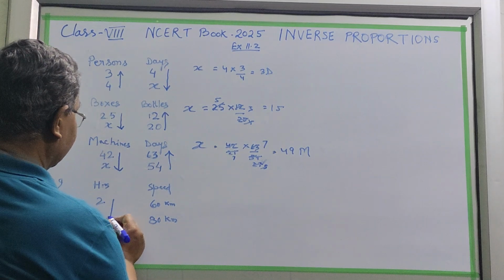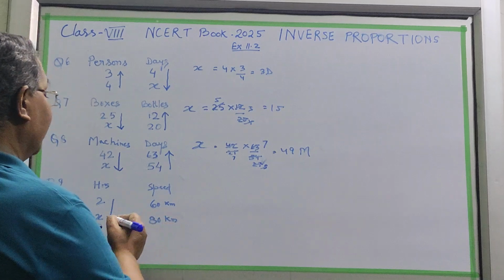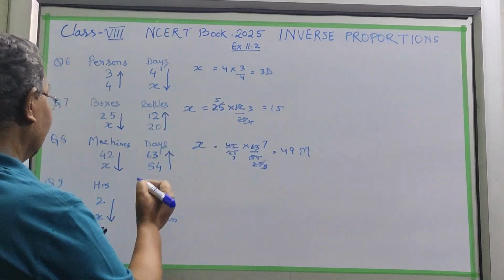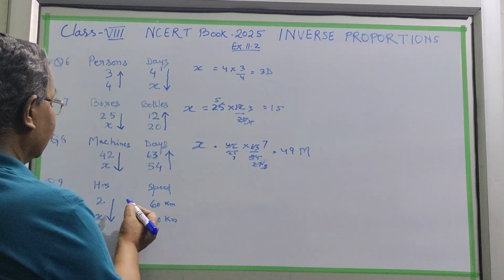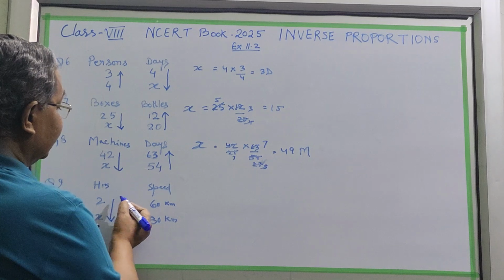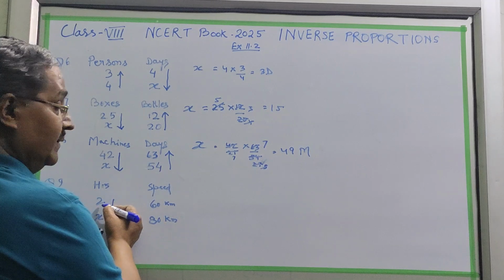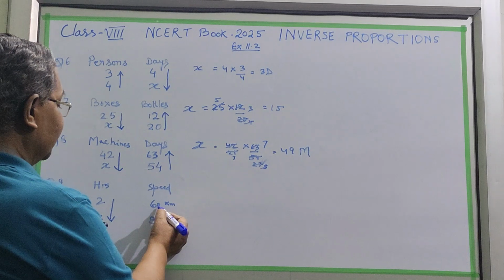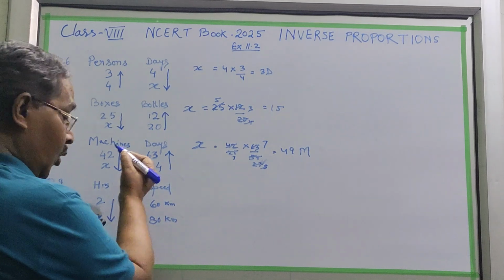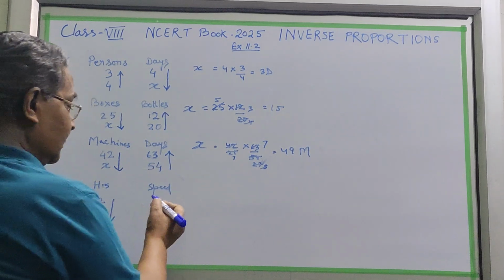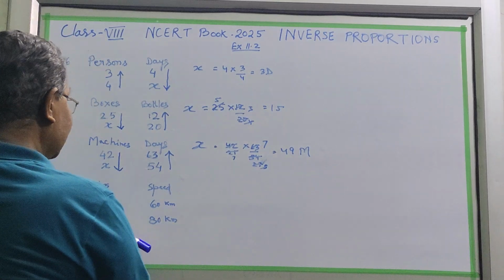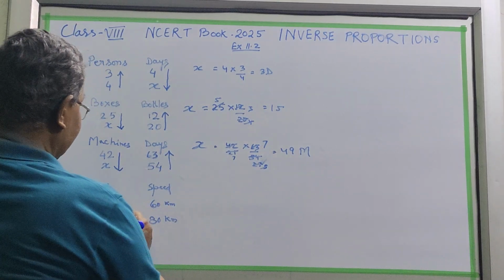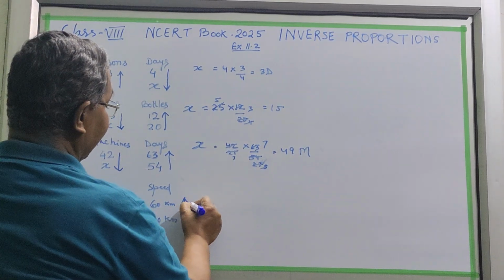So it is not known, it will come to this one. Now we have to decide whether it is inverse proportion or not. If speed is increased, hours will be less. If speed is reduced, hours will be more. So it is an inverse relation because one is increasing, the other is decreasing. So here the arrow is this side and the arrow will be in the inverse side.